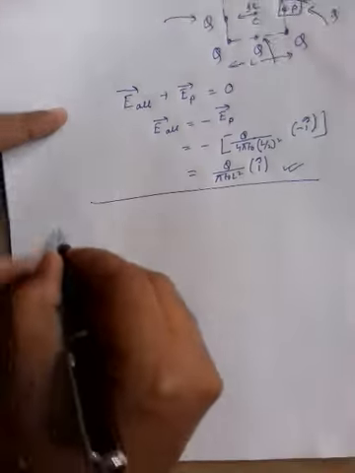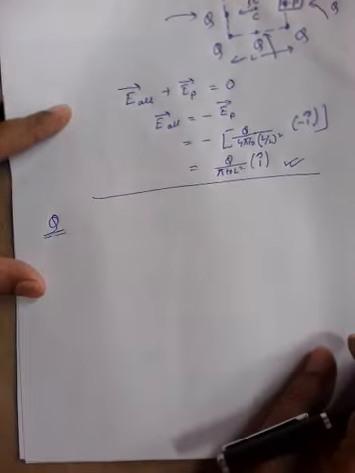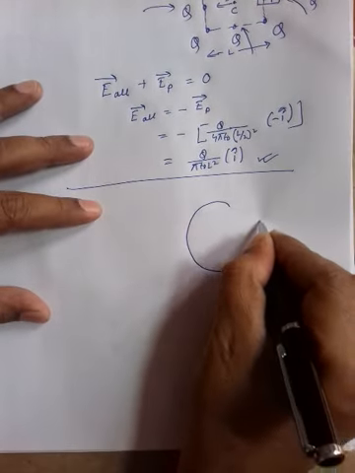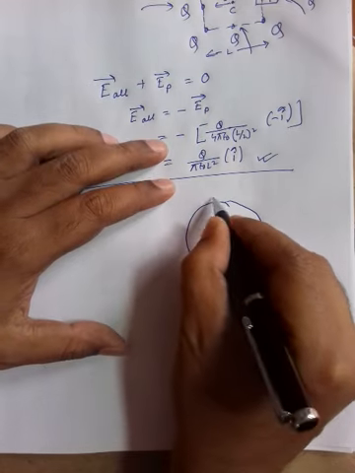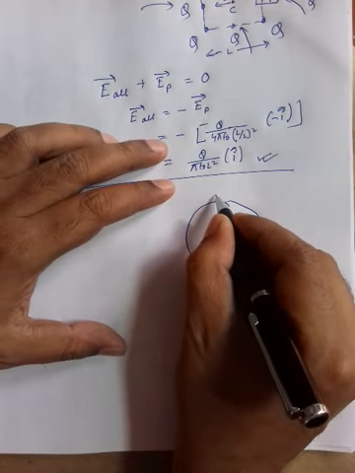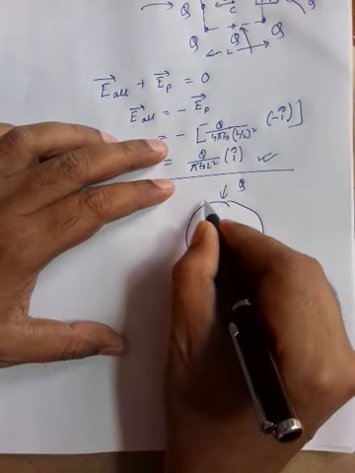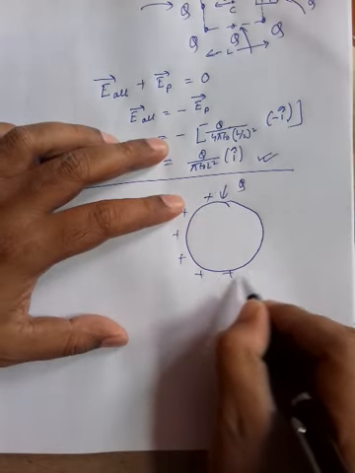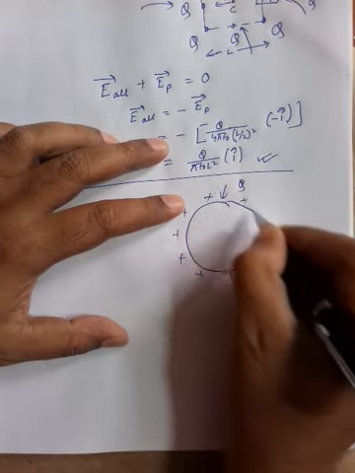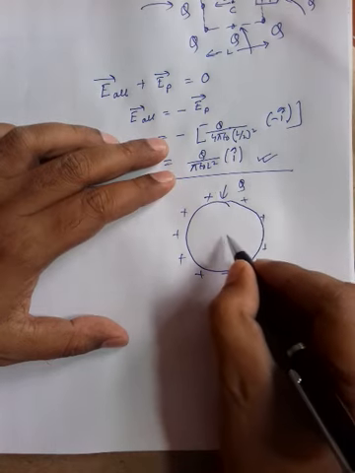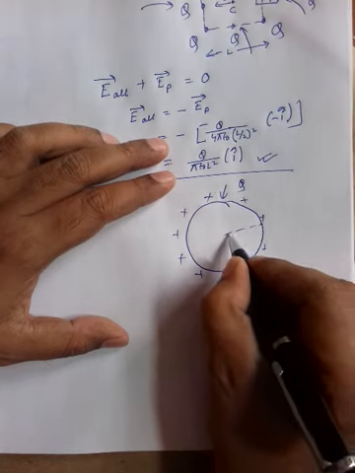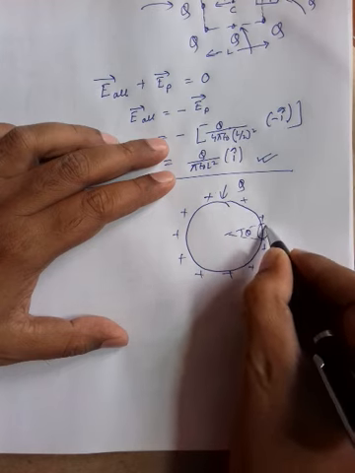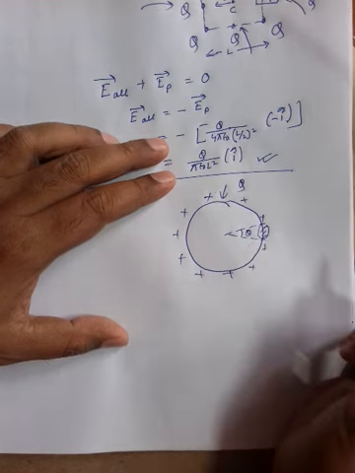Similar kind of question you may get with a different shape also. Say for example, this is one uniformly charged ring. Say the ring carries Q charge. From that ring, a small theta portion is cut and removed. A small theta portion, meaning this portion, is cut and removed.